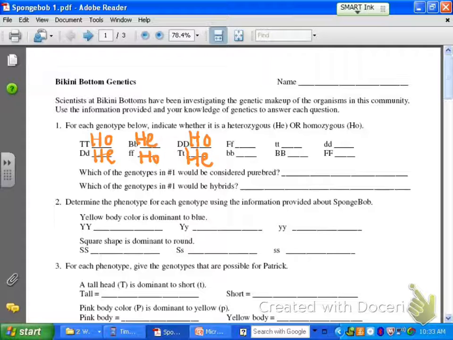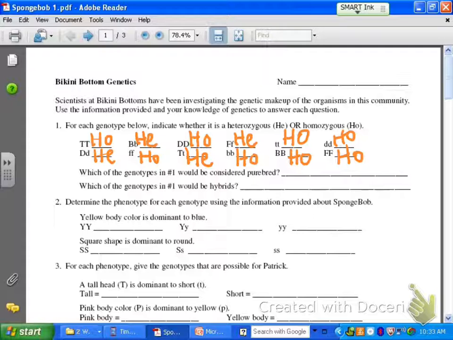All right, now that you know what I expect. Big F, little f. H-E. Little b, little b. Little t, little t. Big B, big B. Little d, little d. Big F, little f. Or I'm sorry, big F, big F. Okay, trying to trick you there.